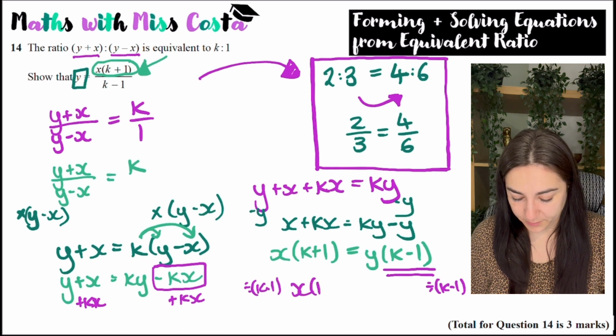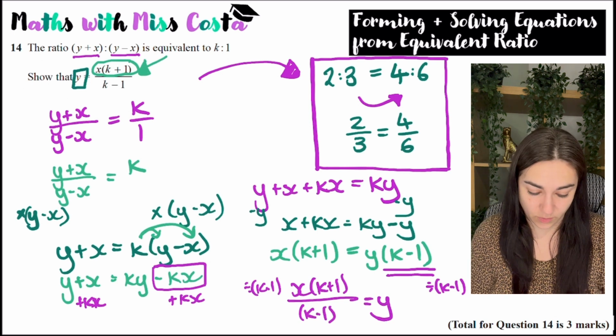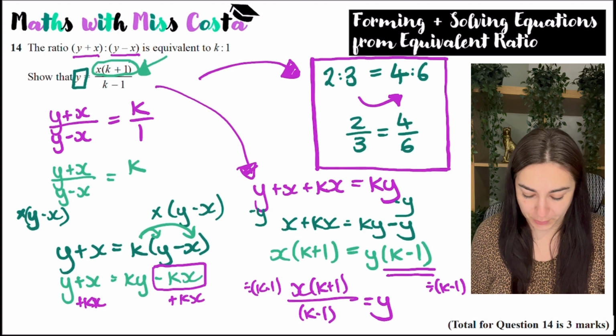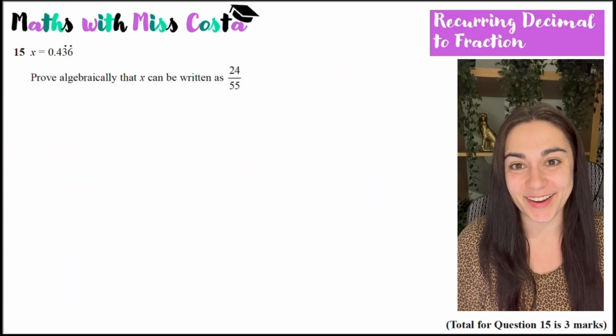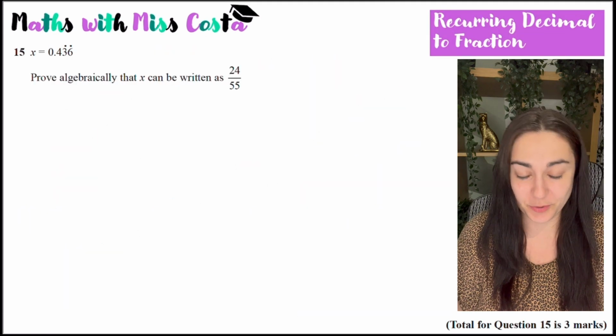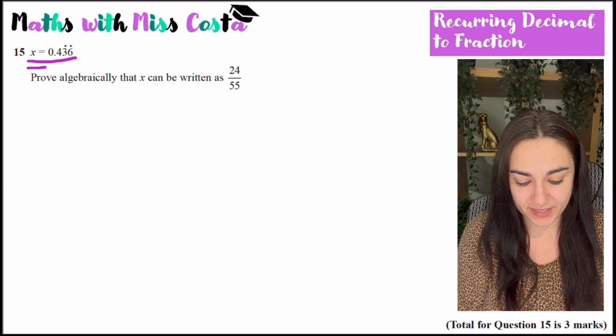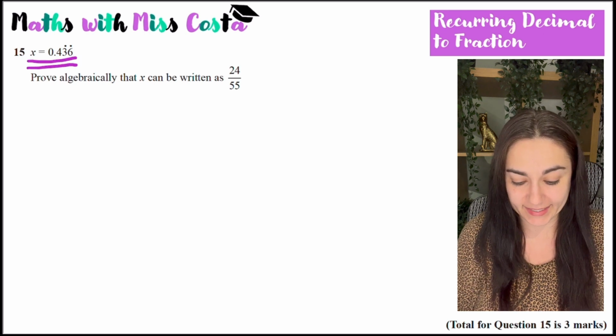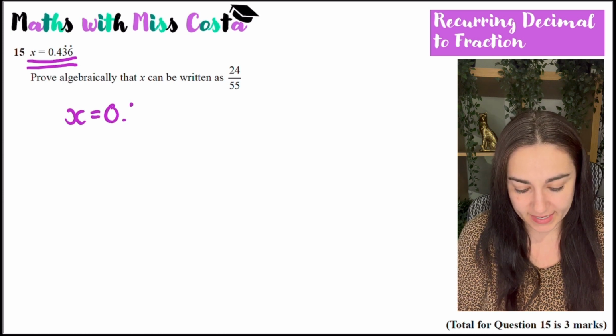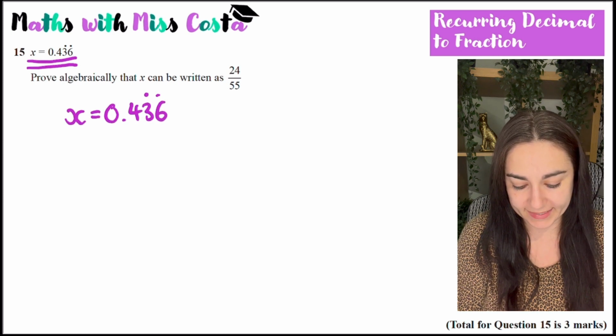So x, k plus 1 over k minus 1 equals y, which is what I have been asked to show. Okay, so in this question, I'm being asked to prove algebraically that x, which has a value of 0.436 recurring, can be written as 24 over 55. So I know that x is 0.436 recurring.